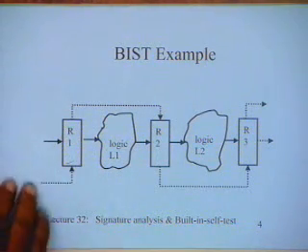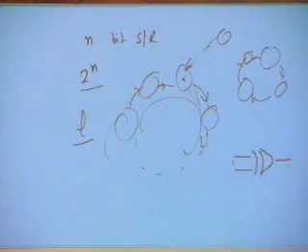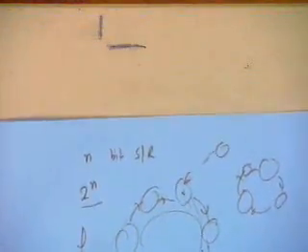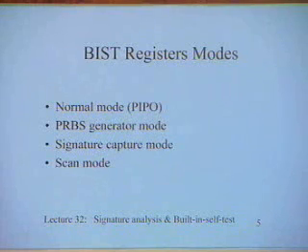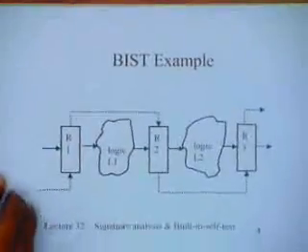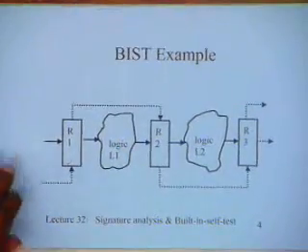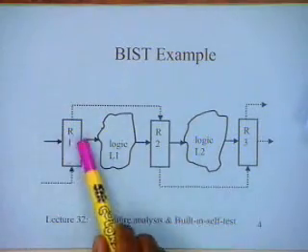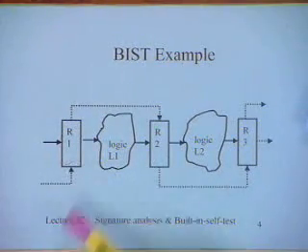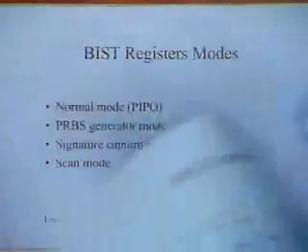Each of these registers in a BIST situation is capable of performing 4 different operations. There is the normal mode, which I am calling the PIPO mode, the parallel in parallel out mode. You can take the data in parallel. When it is not in the test mode but in the normal mode, it takes the input from here and gives the output to this. That is the normal mode. The clocks are not shown here, but of course there are clocks.